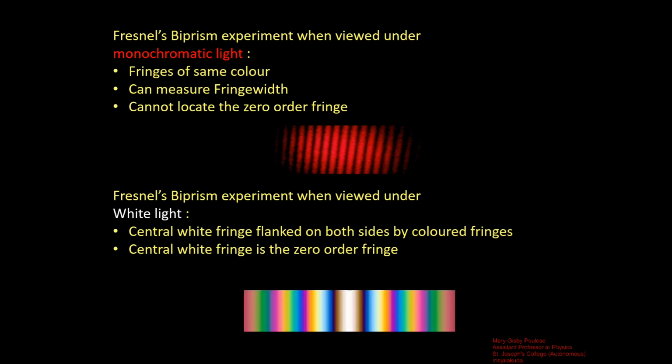But the disadvantage of this pattern is that it cannot be used to measure the fringe width. The fringe widths are not constant, they are colored, so the detector will be confused on taking measurements from it. So we use white light only to locate the 0th order fringe, or the center of the interference pattern.